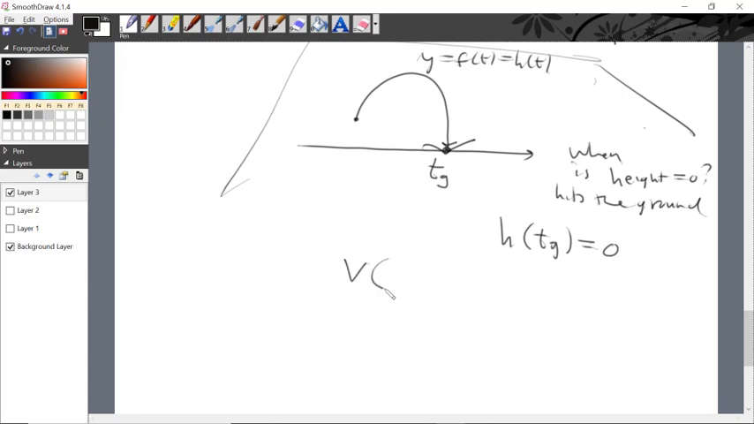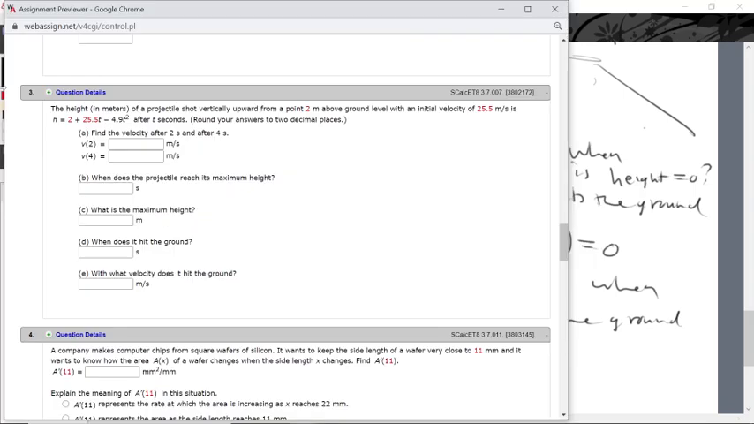Well, if we were to input this time into the velocity function, that is going to tell us the velocity when it hits the ground. So we are going to want the velocity function now, which we can find by taking the derivative of this, and plug in the value of t that we found using the height function when we set the height equal to 0. You set the height equal to 0 to find the time it hits the ground. You plug that time into the velocity function, which is the derivative of height, and that tells us the velocity when the object hit the ground.